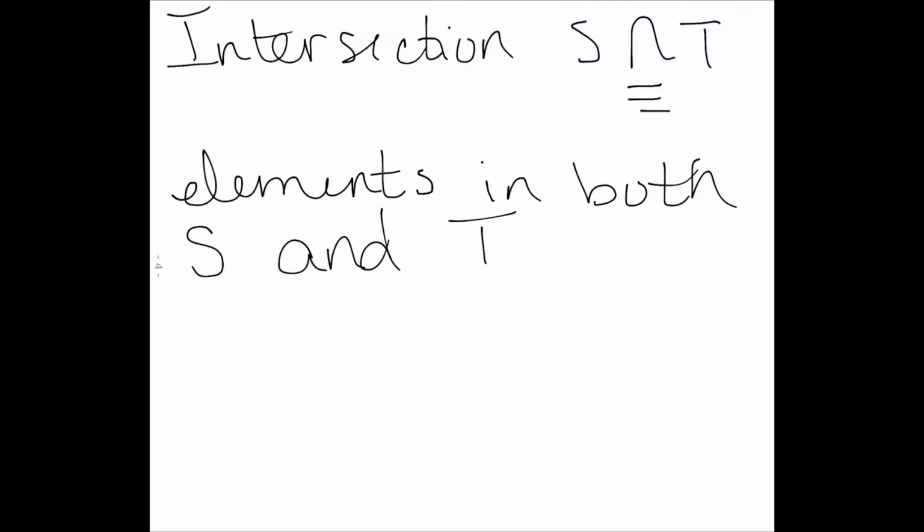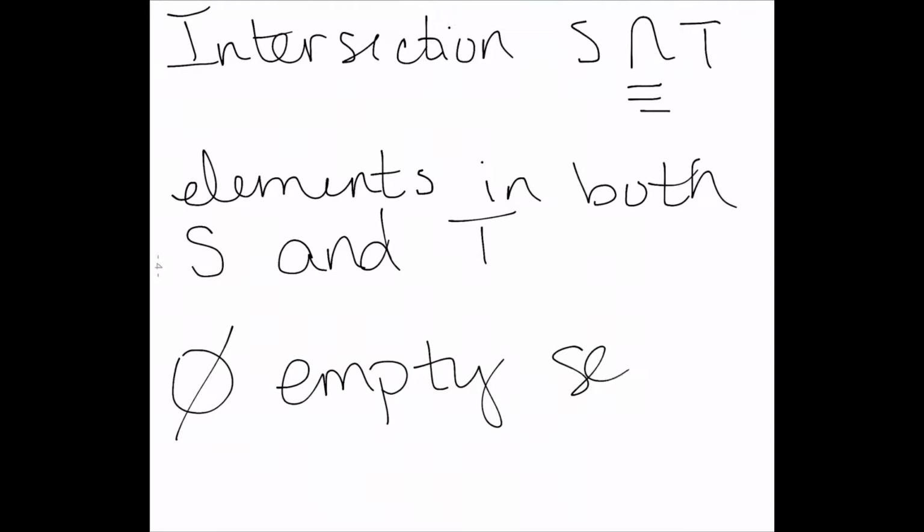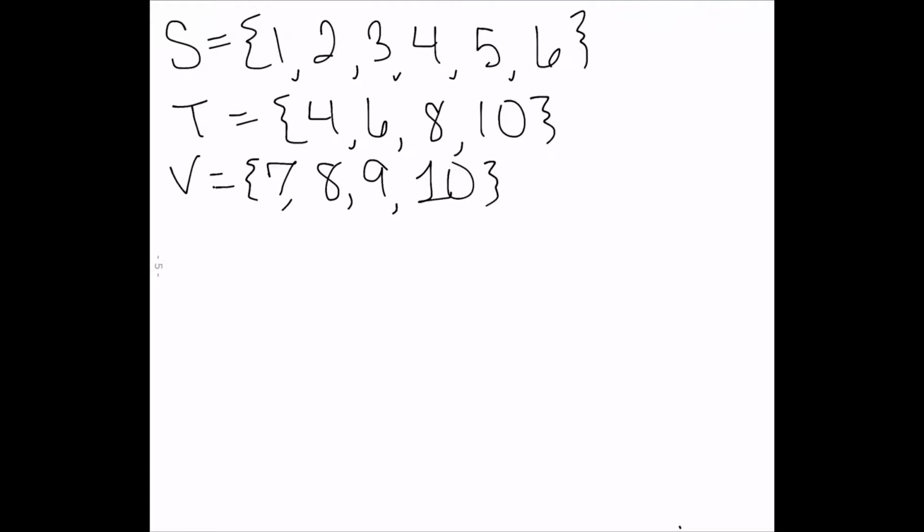One quick note before we do a couple more examples is this symbol right here, a 0 with a line through it. This is known as the empty set. This is the set that doesn't have any elements. It's empty. So let's look at a few examples.